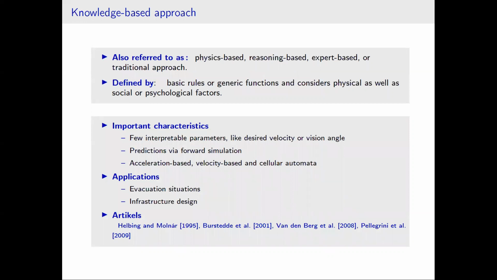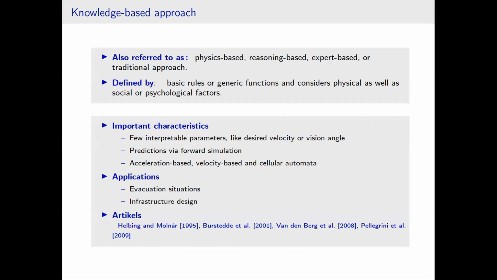Okay, so now what are the knowledge-based approaches? These are mathematical models that are also sometimes referred to as physics-based, reasoning-based, expert-based, or traditional approaches. They are defined by basic rules or generic functions and consider physical as well as social or psychological factors in the equations. Important characteristics are that these models have just a few parameters that can be interpreted, like, for example, the desired velocity or the vision angle, and that predictions of the trajectories are done via a forward simulation. So you have a situation and you make a simulation based on your equations so that you can predict future trajectories.